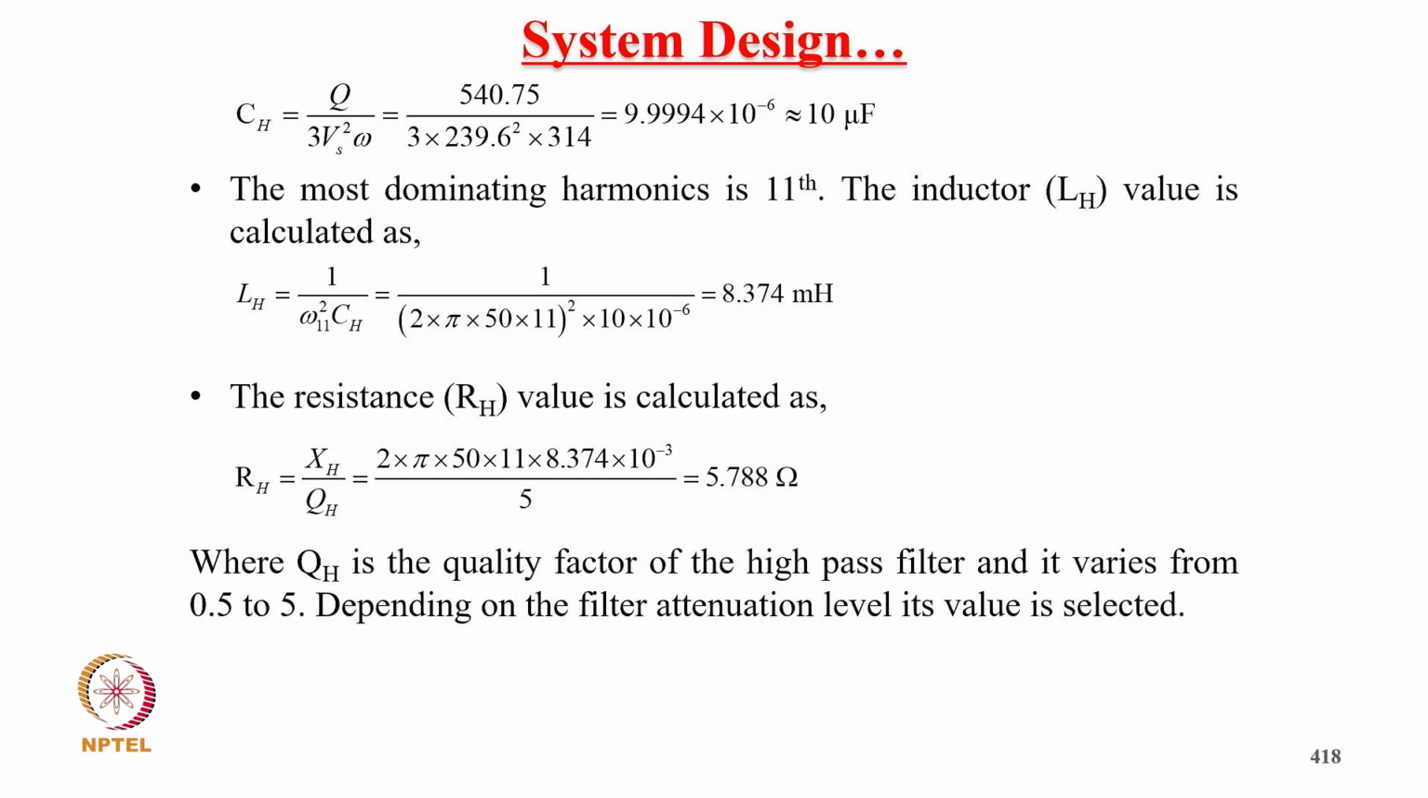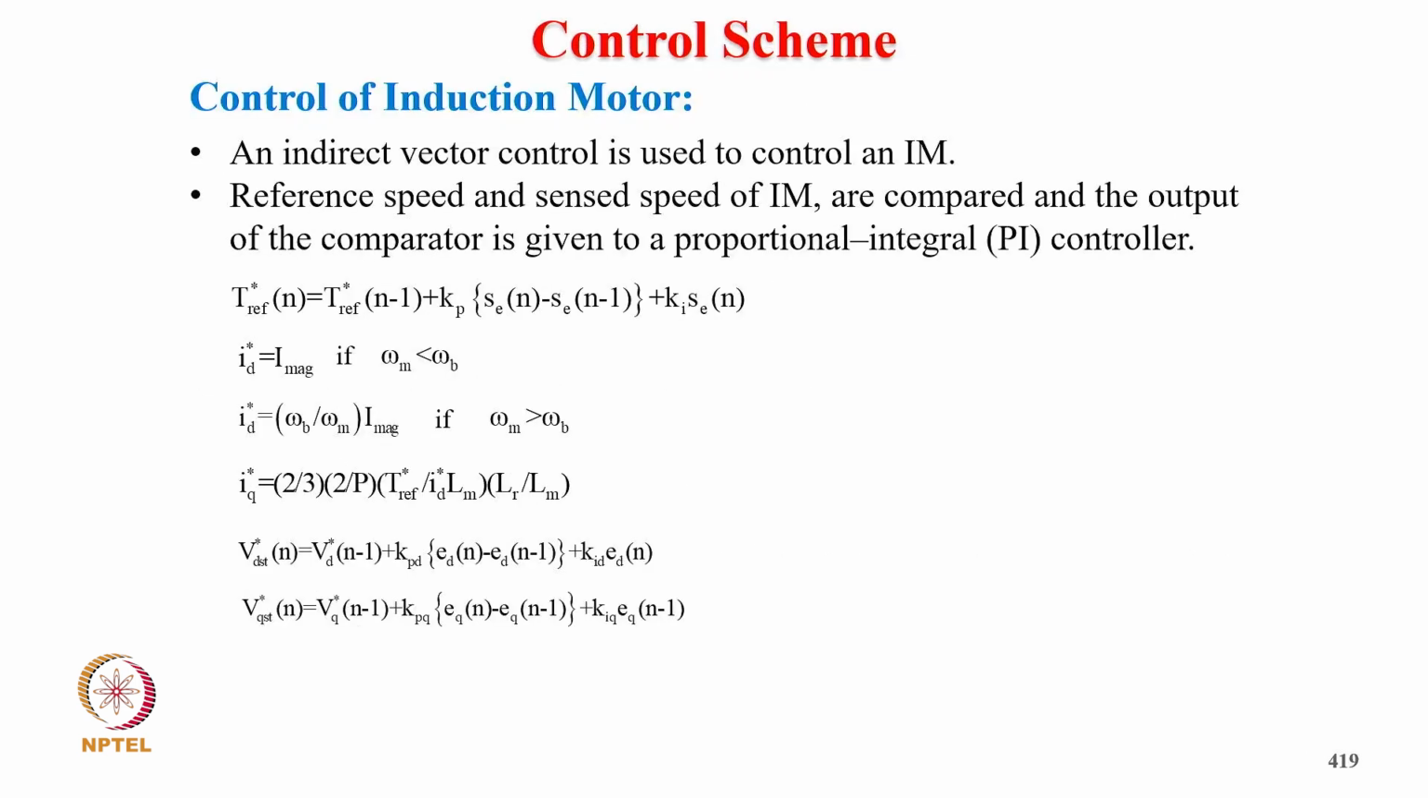So the inductor value is calculated as LH equal to 1 upon omega square CH, so it comes to 8.374 millihenry. The resistance RH is calculated as RH equal to X upon QH. Taking the quality factor as pi, it comes to 5.788 ohm, where the quality factor is of the high pass filter and it varies from 0.5 to 5 depending on the filter attenuation value, and its value is selected accordingly.